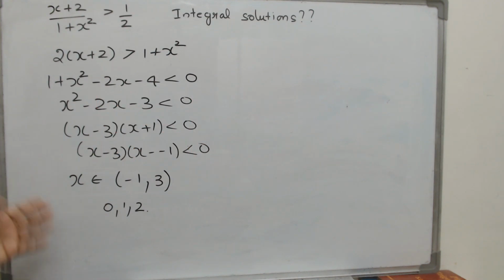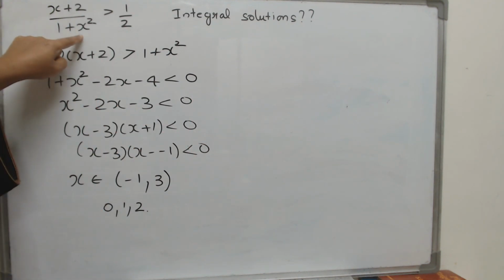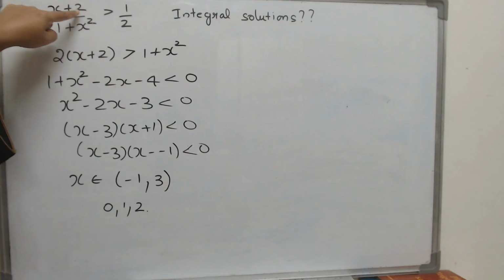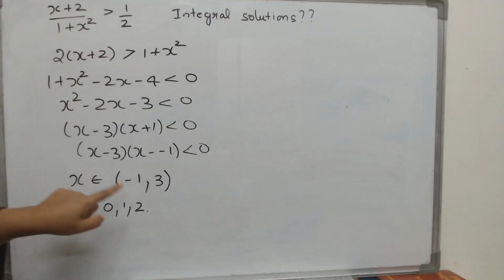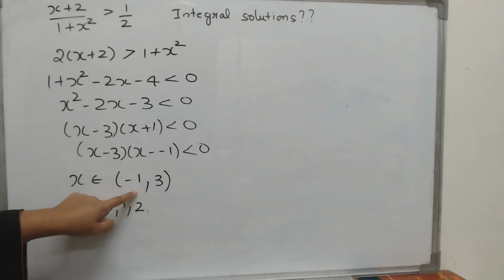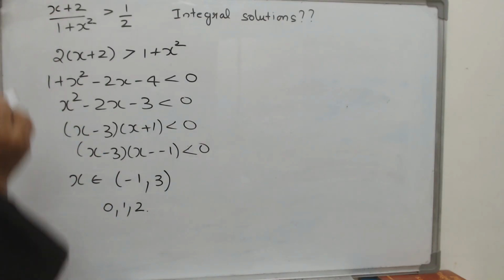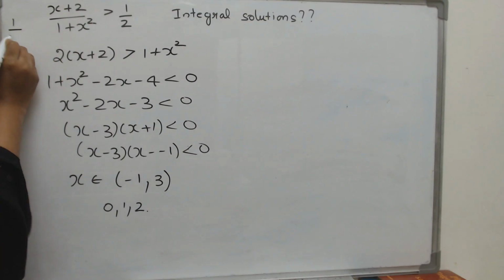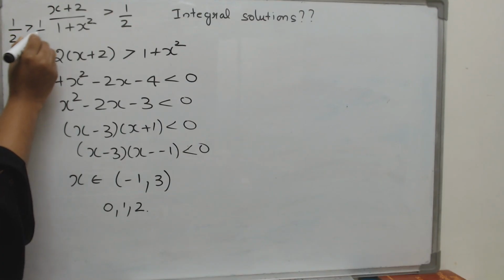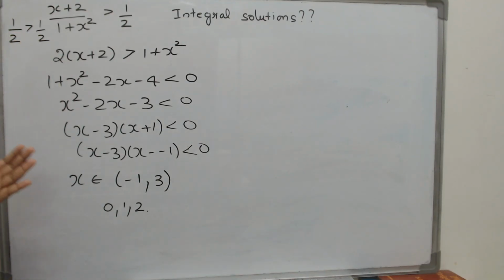You can check for yourself. Randomly put 0 here. What happens? The whole thing becomes 2. And you can see that 2 is greater than half. And just put -1 and see what happens. Put -1 here. Then what do you get in the numerator? In the numerator you get 1. And here what do you get? You get 1/2. 1/2 cannot be strictly greater than 1/2, right?